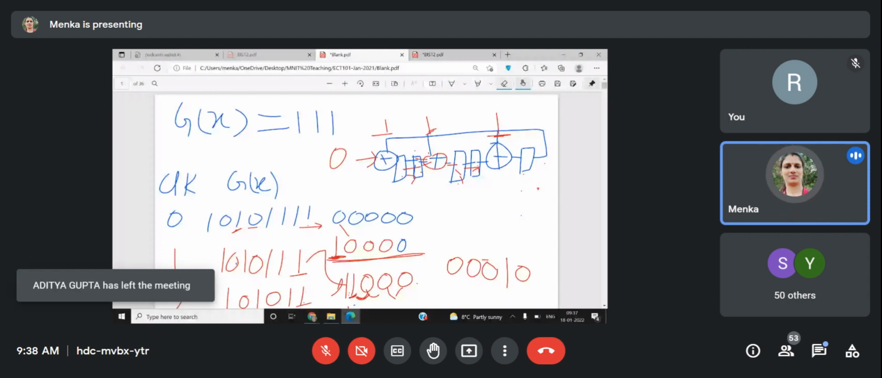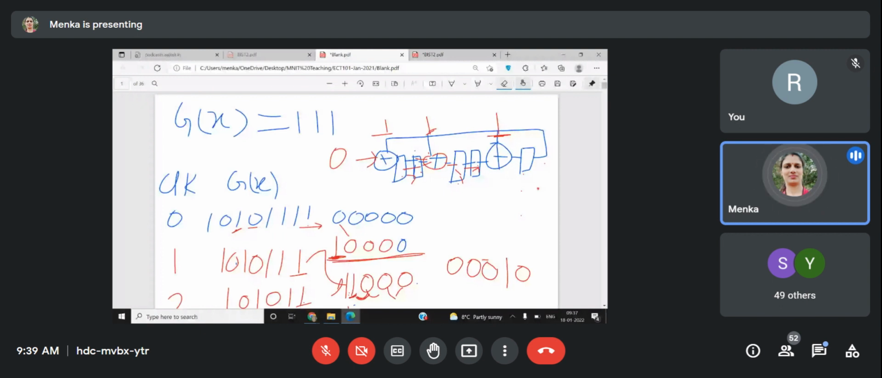And what is the output? This last bit is going to the output, which is 0 only. So what has happened is you have 0 0 0 1 and now the output is 0. Previous was 1, now this becomes 0. Okay, the next ones are also given here, so let's take it from here.